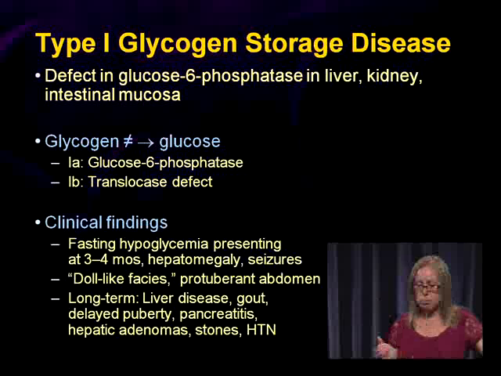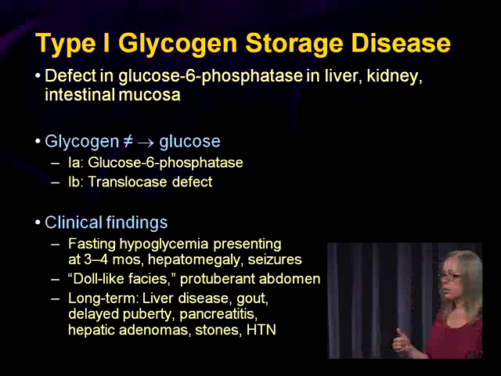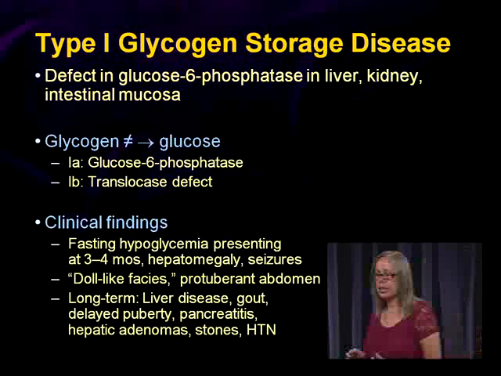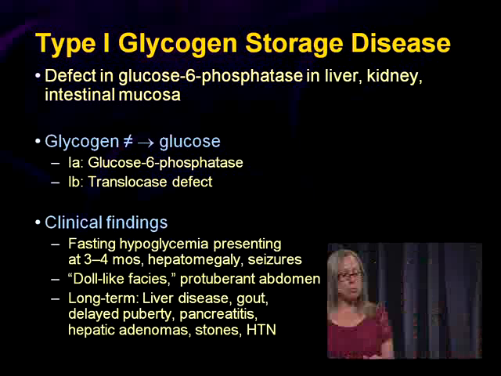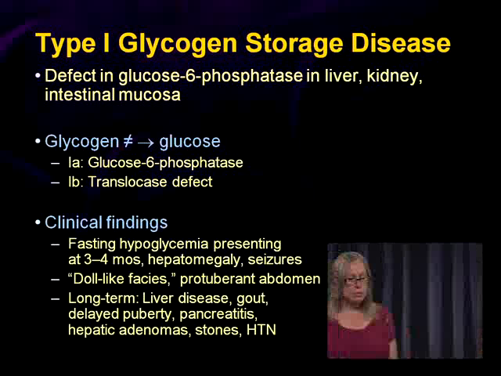They're getting a bigger and bigger liver because they can't get their glycogen back out of the liver. They're starting to have seizures from the hypoglycemia, doll-like facial features, and a protuberant abdomen. Long-term, they have liver disease, gout from the elevated uric acid, and can have delayed puberty, pancreatitis, hepatic adenomas, kidney stones, and high blood pressure.